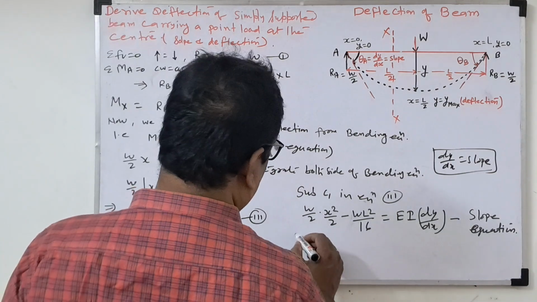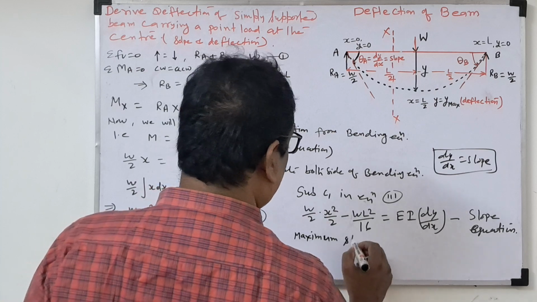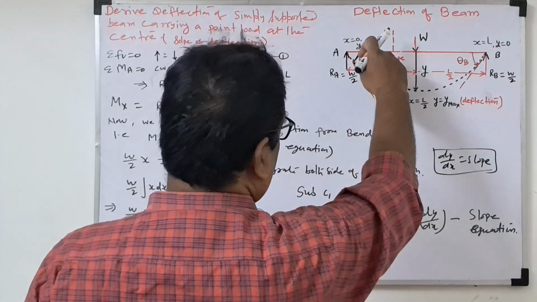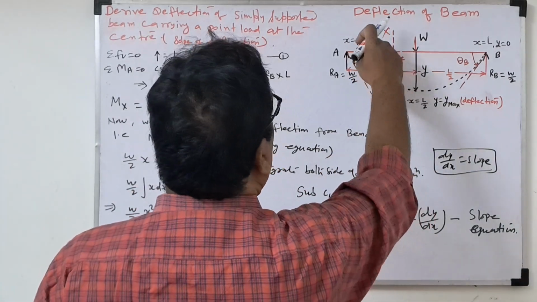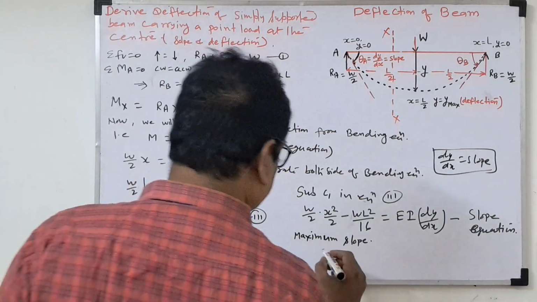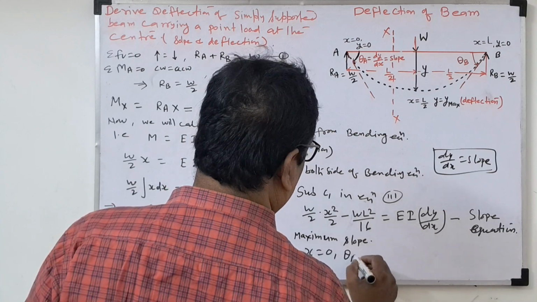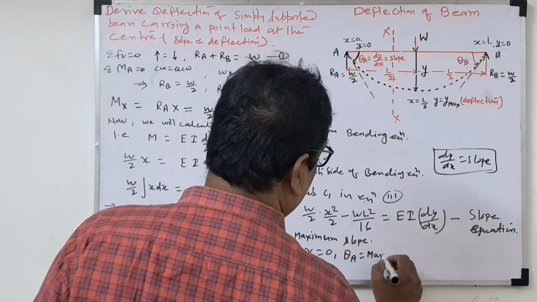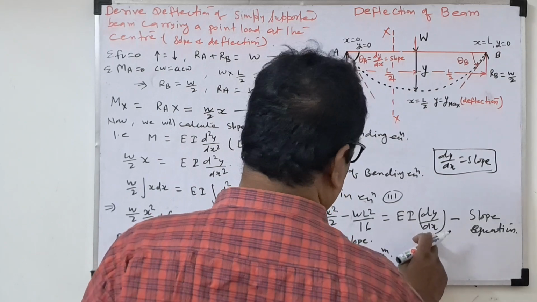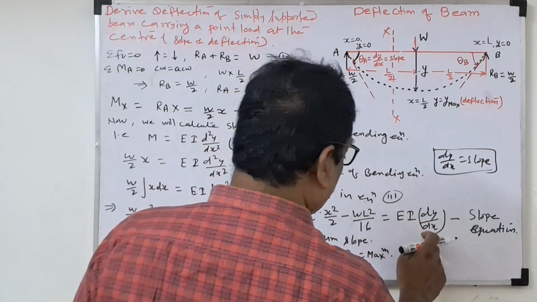Now we need the maximum slope. Maximum slope will be where x is equal to 0. So we'll substitute x equal to 0, then theta A will be maximum. What is theta A here? dy by dx, theta. We are taking point A or B, both will be the same, theta A or theta B. So theta A will be maximum.